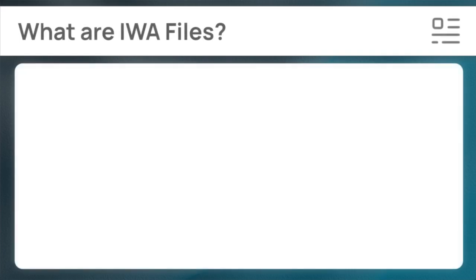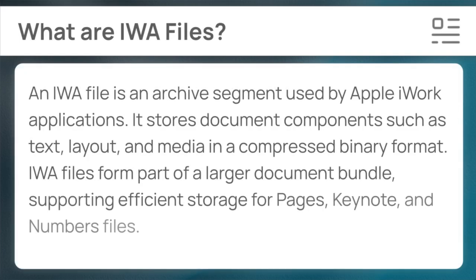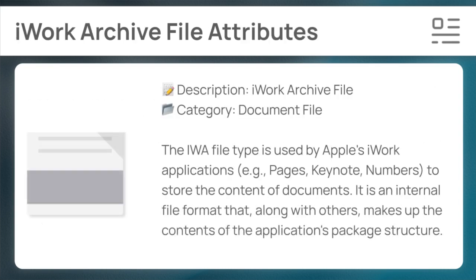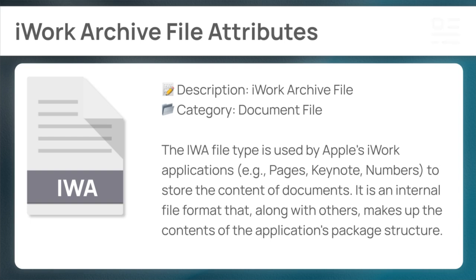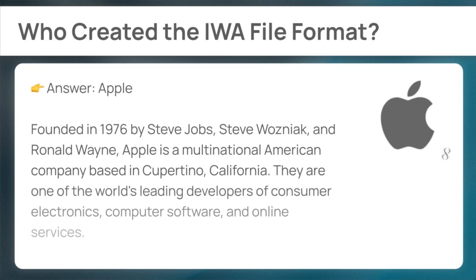The IWA signature identifies it as a specialized type of document file. The iWork archive file defines the parameters for extraction. The IWA file type is used by Apple's iWork applications, e.g. Pages, Keynote, Numbers, to store the content of documents. It is an internal file format that, along with others, makes up the contents of the application's package structure. Developed by Apple Inc. for its iWork suite.